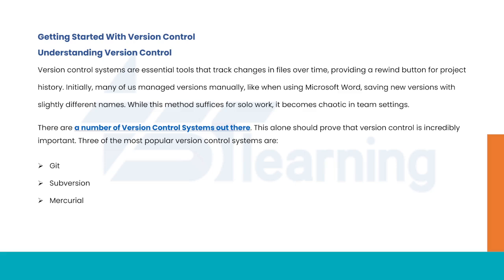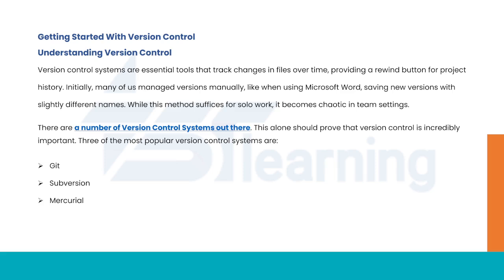Initially, before version control came to be, many of us managed versions manually, like when using Microsoft Word, when we have to save new versions with slightly different names. While this method suffices for solo work, it becomes chaotic in a team setting. And which is one of the key reasons why we have to understand and learn about version control.